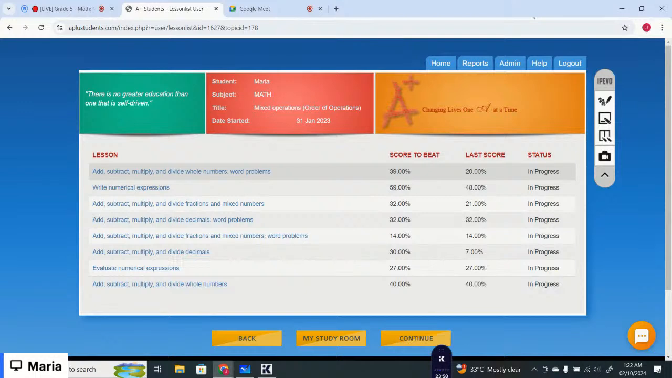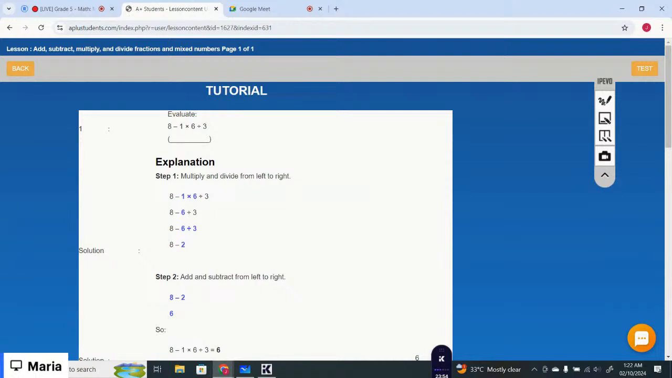The next one is add, subtract, multiply, and divide fractions and make numbers. So let's just start with the lesson. Basically, you are given the next operations now. You have to understand which operation you have to perform first and then solve the question. The first one is 8 minus 1 times 6 divided by 3.